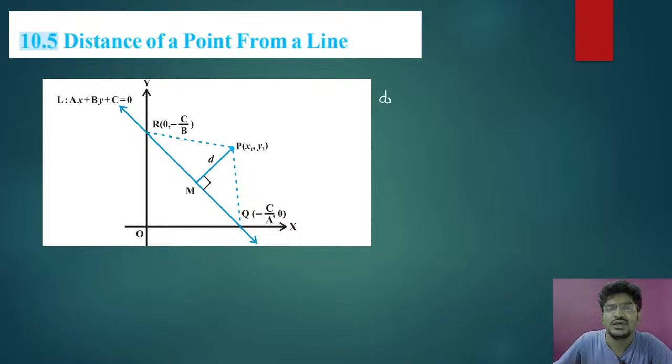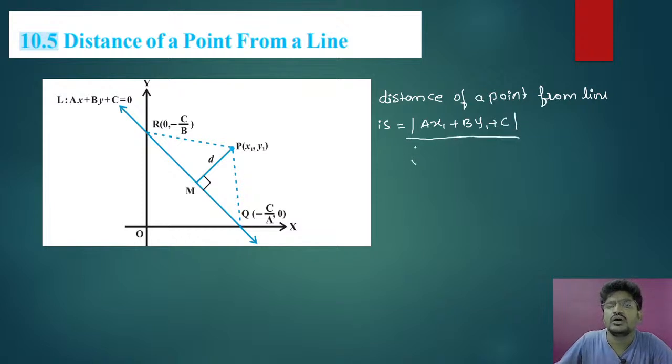Therefore the distance of a point from a line is equal to mod of ax1 plus by1 plus c divided by the square root of a square plus b square. Clear? You just remember this formula, that is more than enough. Are you getting my point?